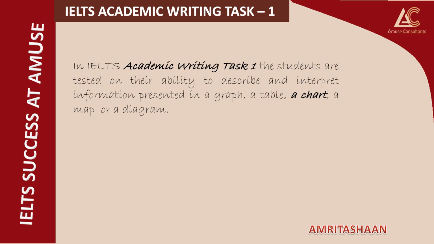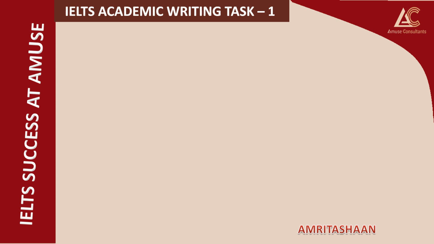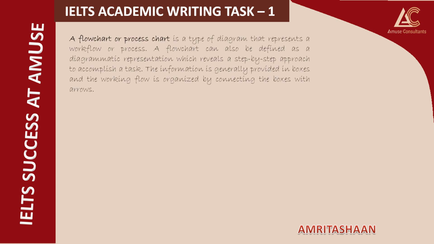Dear learners, in the academic writing test, the examiners check your writing ability. Some sort of information is given to you in the form of a graph, table, chart, map, or a diagram. So how precisely, accurately, impressively, grammatically you describe that information, you interpret that information, the bands are given to you on the basis of the same.